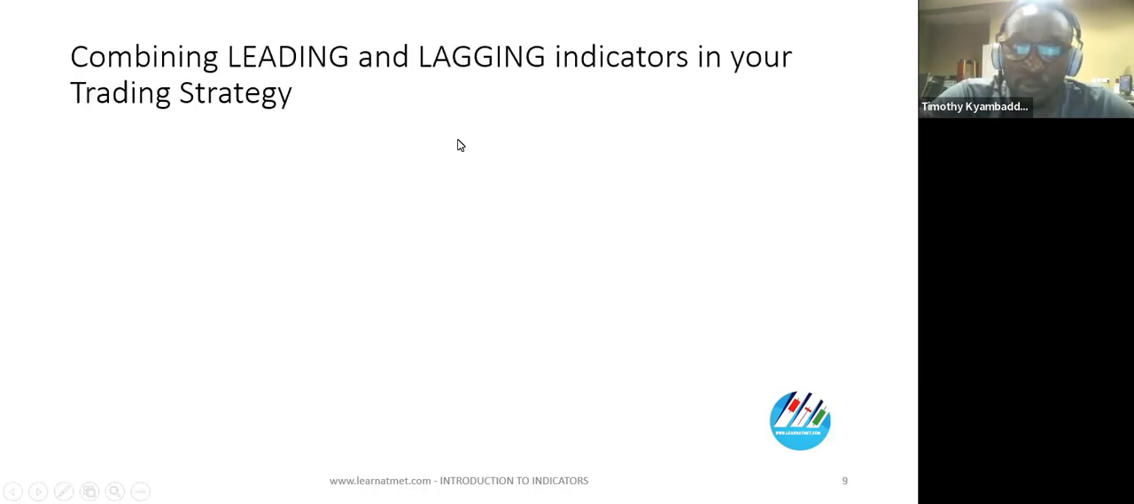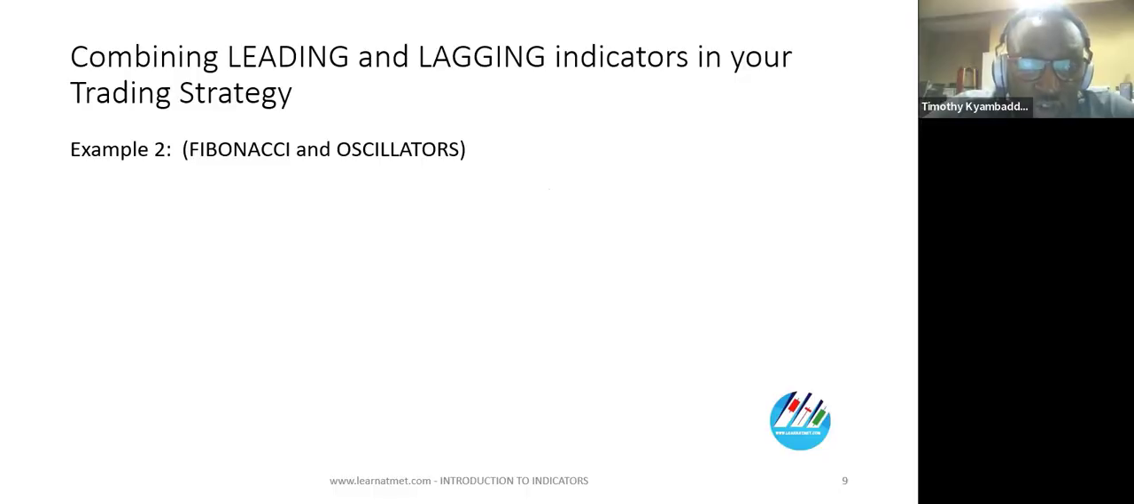Let's look at another example. Example 2. After a massive downtrend, we anticipate that there is going to be a retracement, not a reversal, but a retracement. Okay. So we draw our Fibonacci, giving us the Fibonacci retracements. And then at the retracement zones, we use the oscillator to tell us when the market is exhausted, or we look out for divergence of the oscillator together with the price action. And this can then help us to know that the retracement is exhausted and we're now going to go back in the direction of the trend.